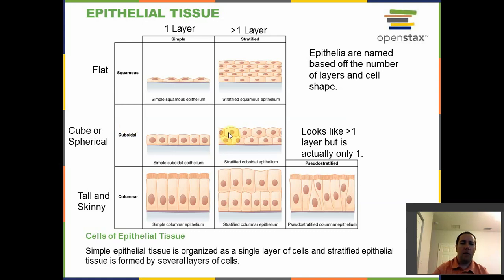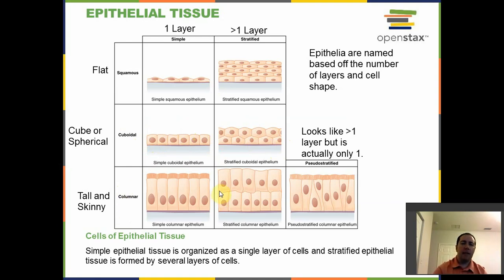And so here we have a simple cuboidal epithelium where there is one layer of cuboidal cells. And then next to that, we have a stratified cuboidal epithelium where we have two layers of cuboidal cells. The third possible shape is columnar. So they look like columns.